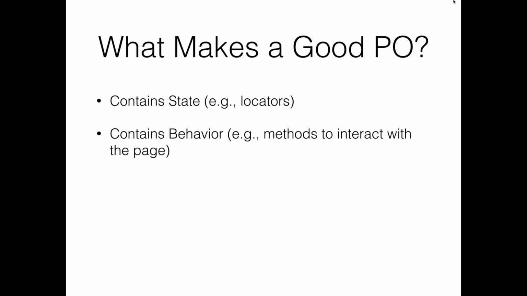And then you want it to contain behavior, so you want methods that interact with the page. In an example of logging into a website, you'd have a class that could just be called LoginPage, and it could have variables at the top of the class that denote the locators we want to interact with on the page: the username input field, the password input field, the submit button. Then we can have a method that actually logs in. It's going to input text into the username and password fields and then click submit. That would be an example of containing state and behavior.